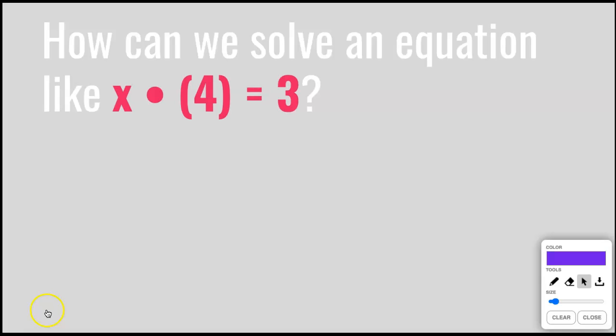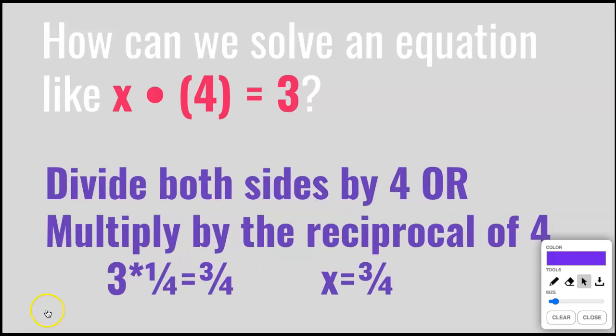Okay, how about this one, trying on your own? How could you solve x times 4 equals 3? Again, pause the video, see if you can solve it, and then come back and check. So you could divide both sides by 4, or you can multiply by the reciprocal of 4. So the reciprocal of 4 is 1/4, and we're going to get 3 times 1/4 is 3/4. So x equals 3/4.